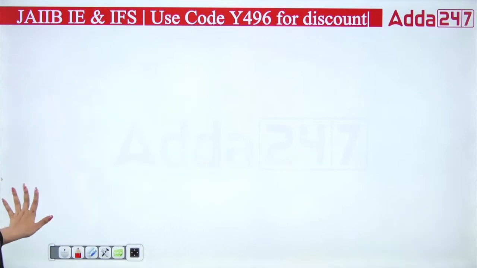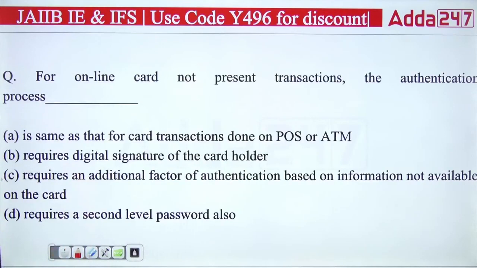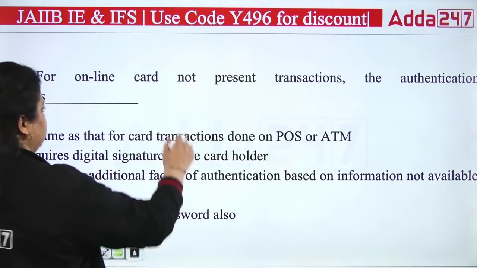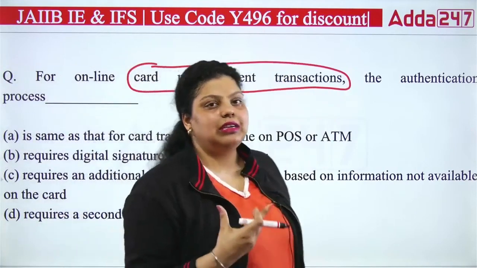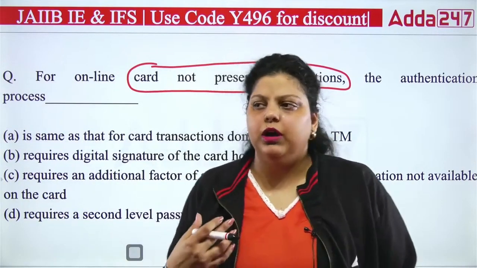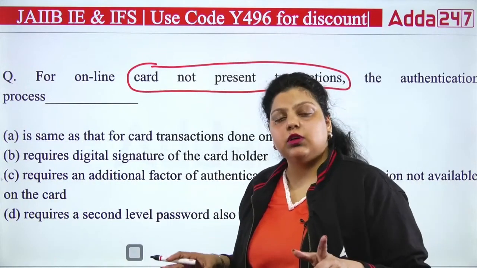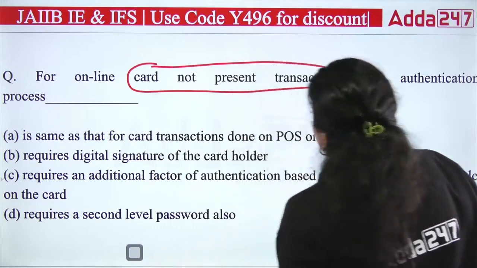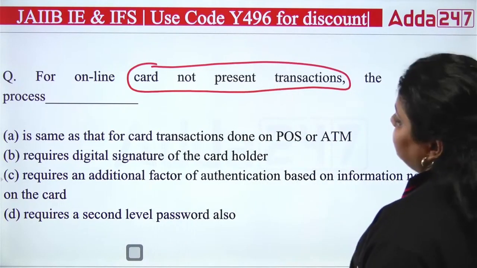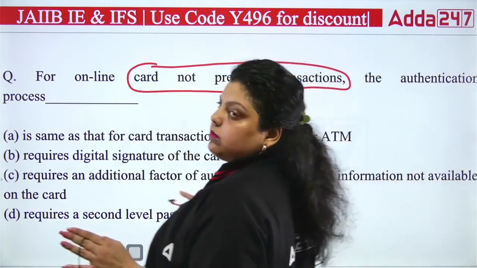Okay, next question. Next we have, for online card not present transaction. We are talking about card not present transaction. That's a transaction where the physical card and the person will not be available. You are doing it online, you are feeding the details of a card and then you are purchasing something. That is your card not present transaction. So for online card not present transaction, the authentication process is dash.